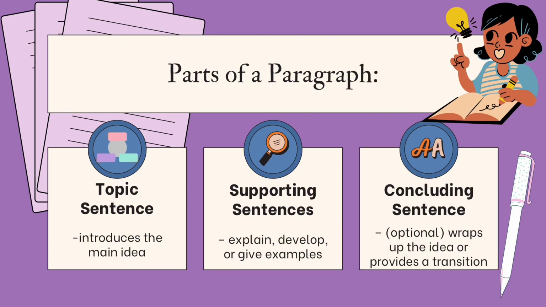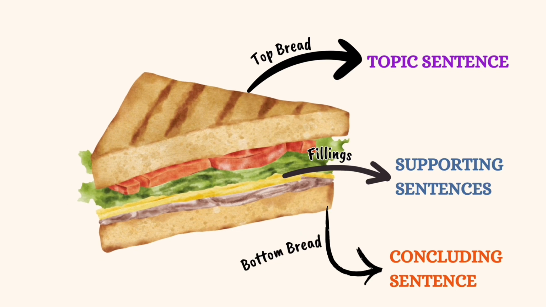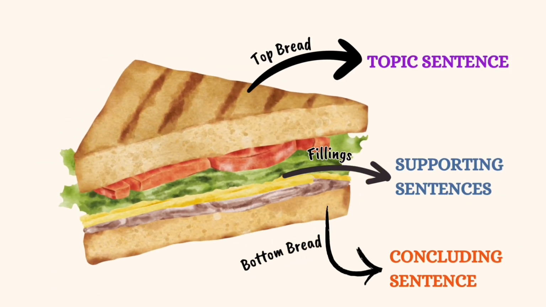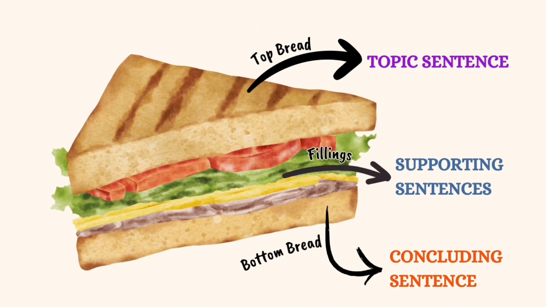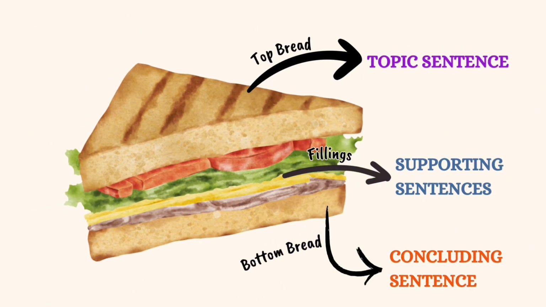It wraps up the paragraph or prepares your reader for what's coming next. Okay, again the topic sentence introduces the main idea. Supporting sentences explain or give examples. Concluding sentence gives closure or transitions. Think of your paragraph like a sandwich. Top bread, topic sentence. Fillings, supporting sentences. Bottom bread, concluding sentence. Everything works together to make it complete and satisfying.